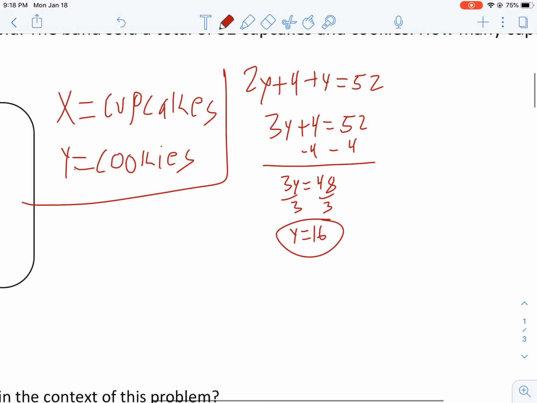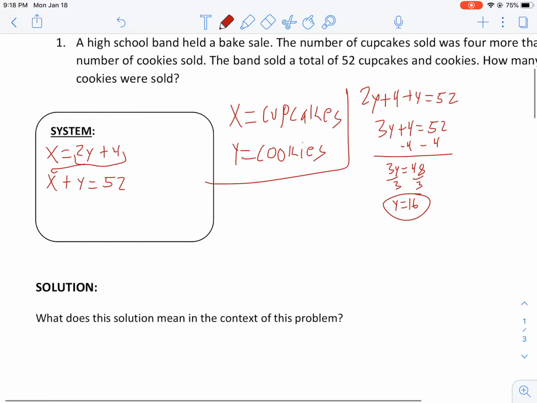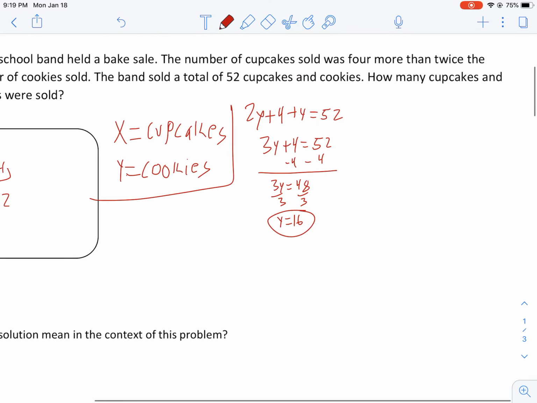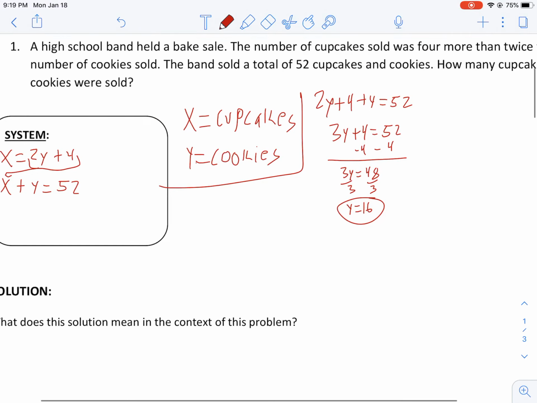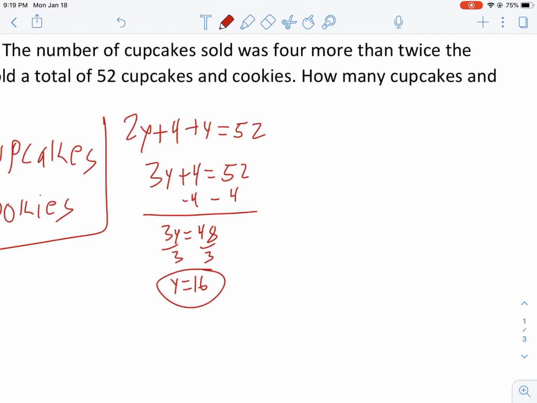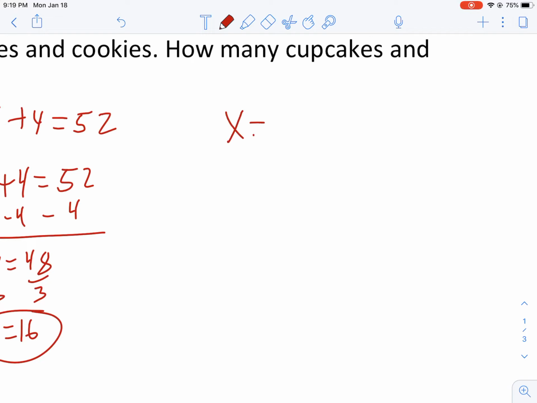So that's it. Now remember, we can take that and plug it back into whatever we want. Usually the total equation is the easiest. Even though the other one does have x by itself, we know that x is going to be 52 minus 16, and that's going to be 36.